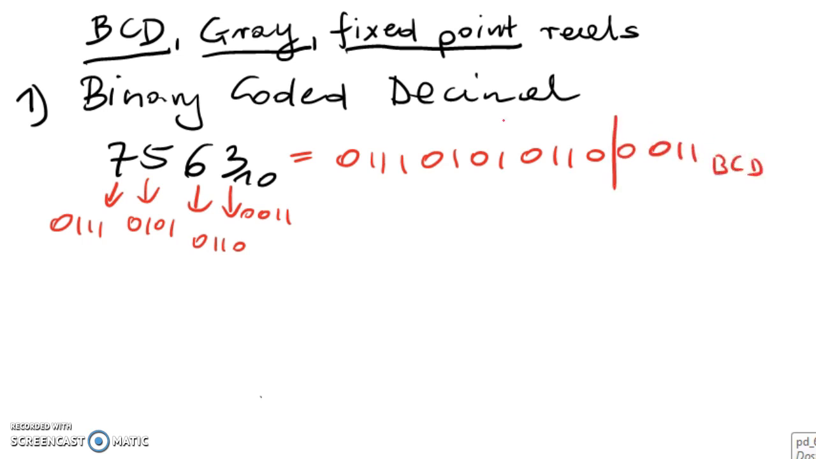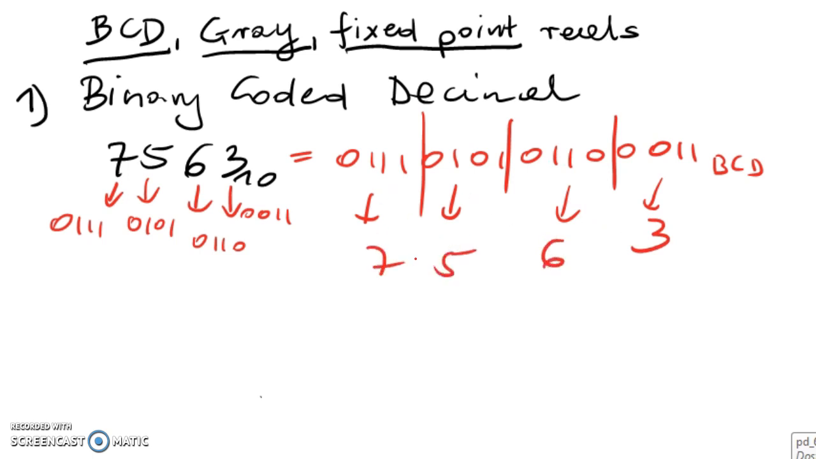If you'd like to get the reverse, so express in decimal something which is expressed in BCD, you simply divide the sequence into 4-bit chunks, and each chunk is expressed using one decimal digit. 7 is 7, 5 is 5, 6 is 6, 3 is 3. That's all.